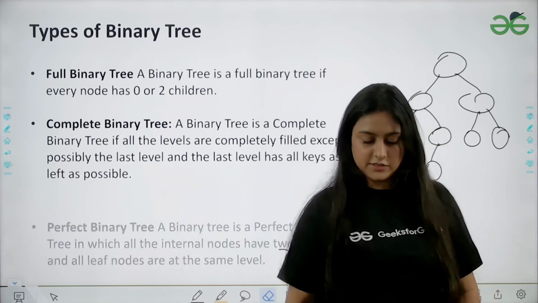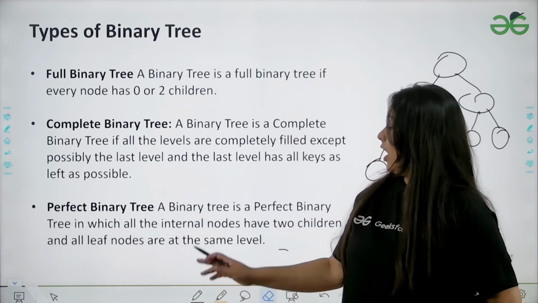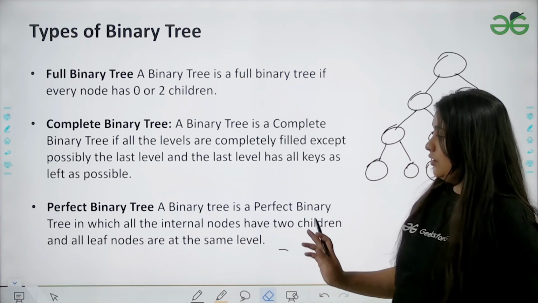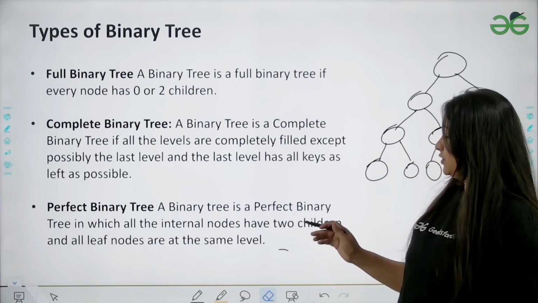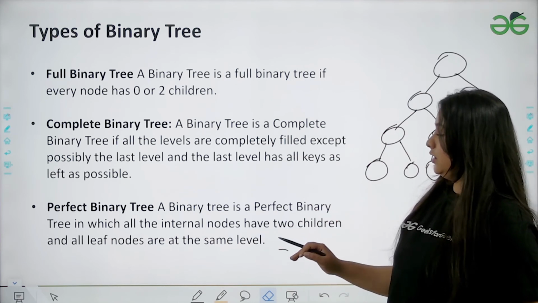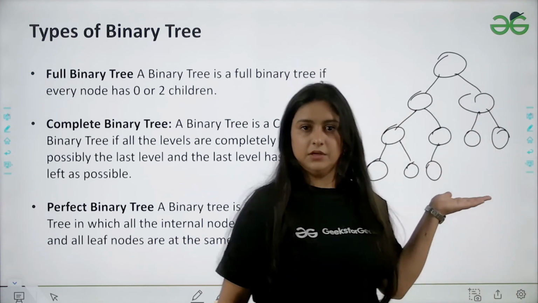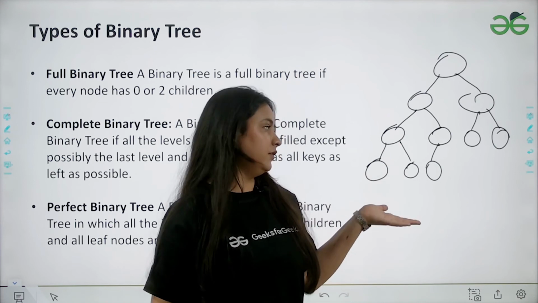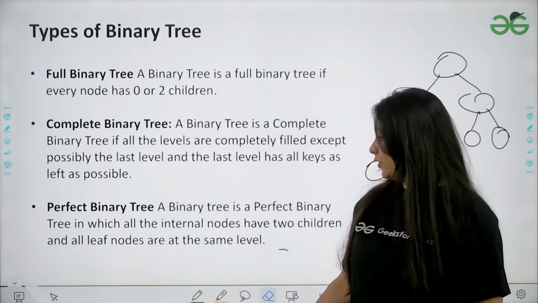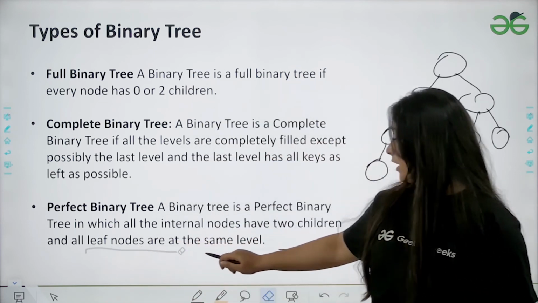Now let's see the next one, which is perfect binary tree. A binary tree is a perfect binary tree in which all the internal nodes have 2 children and all the leaf nodes are at the same level. Now if I talk about this, this is a complete binary tree, but it is not a perfect binary tree. Why? Because it is written over here that all the leaf nodes are at the same level.